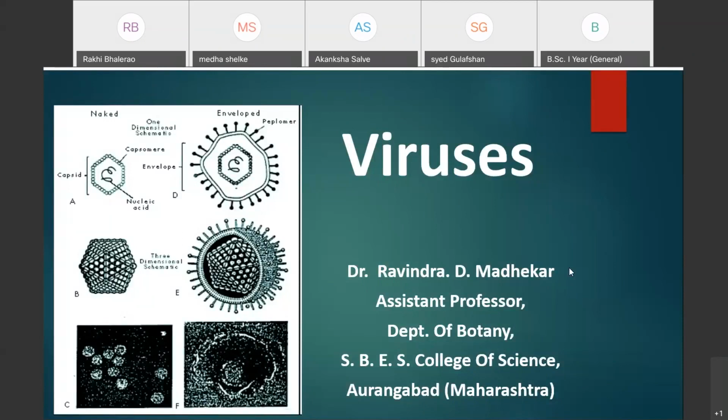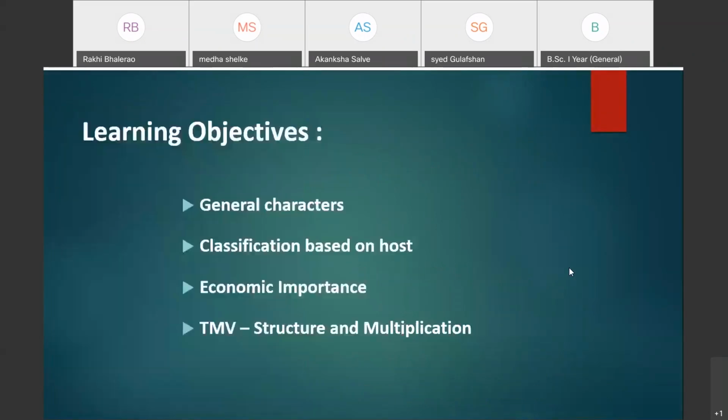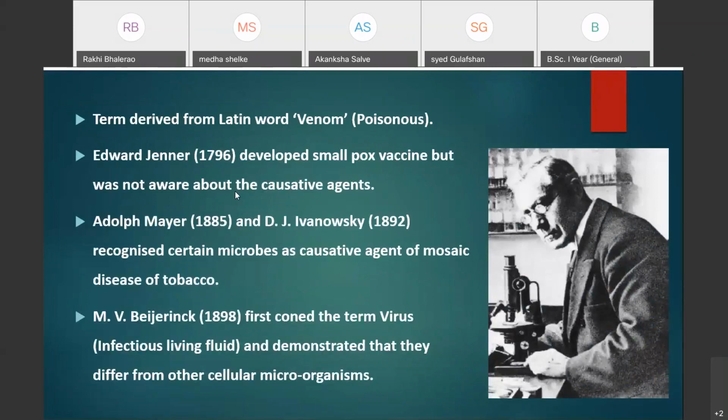The first chapter is viruses. In the last lecture we were discussing the general characters of the viruses. These were the learning objectives which we discussed in the last lecture. Also, the word virus is derived from venom, which means poisonous. Then we also discussed the history of the study of viruses.